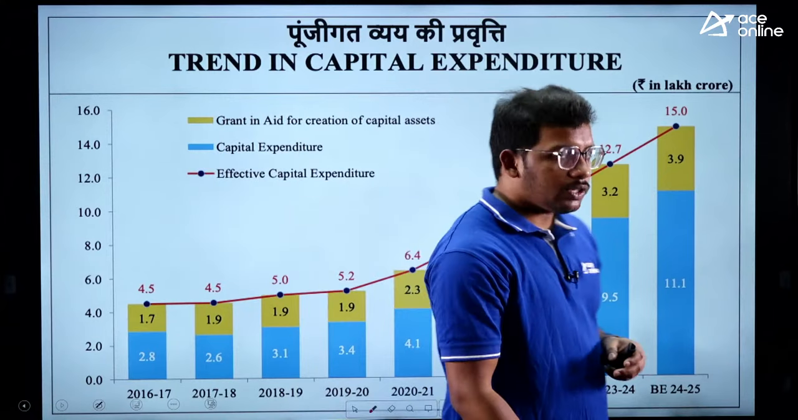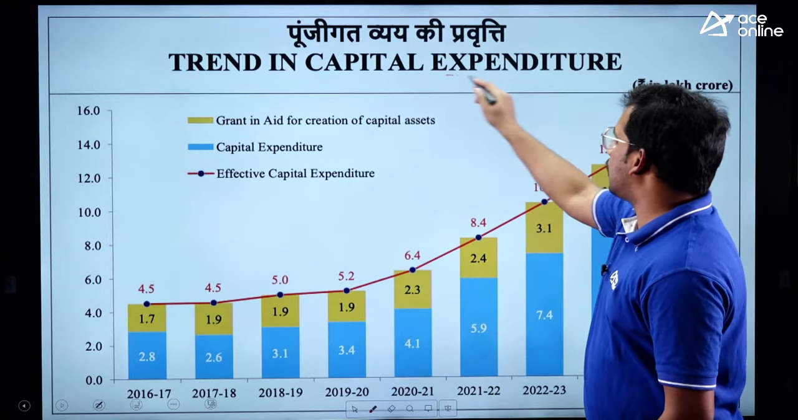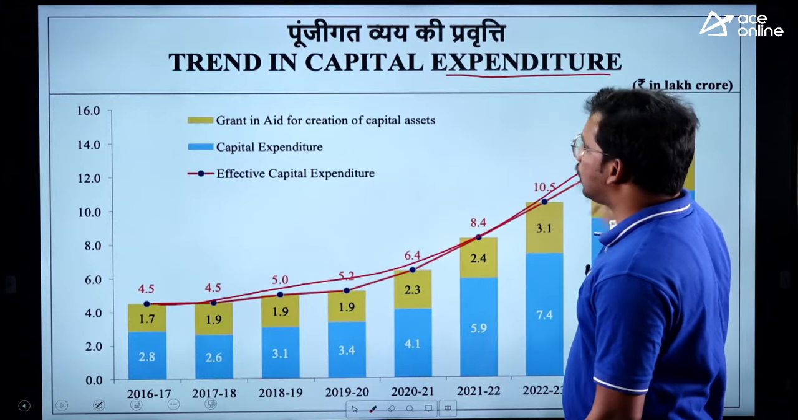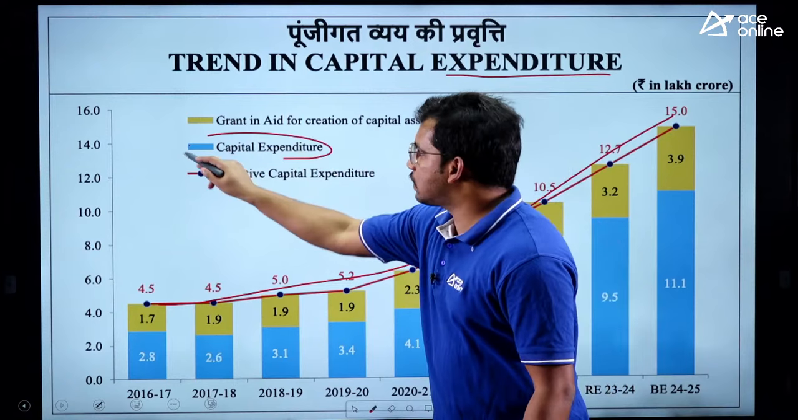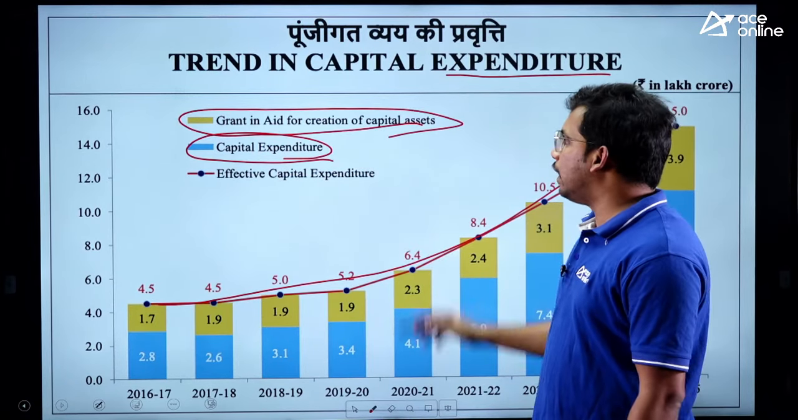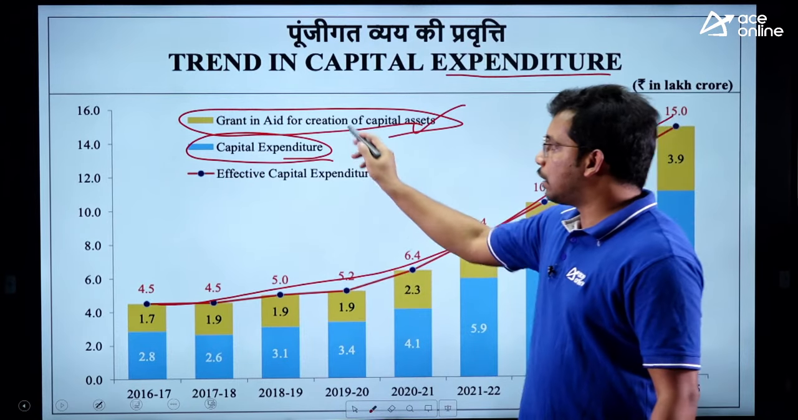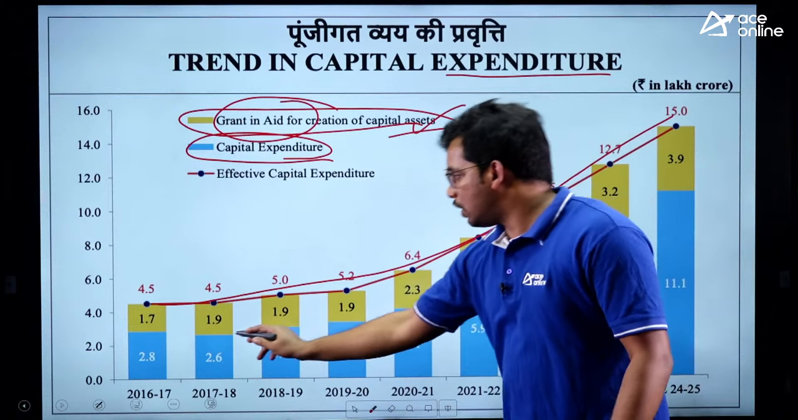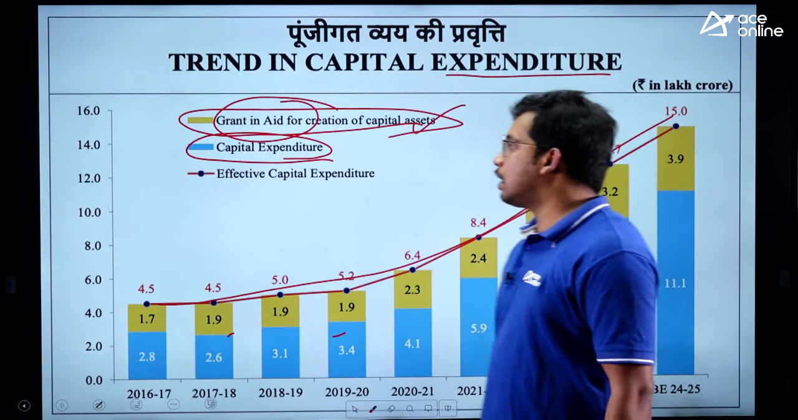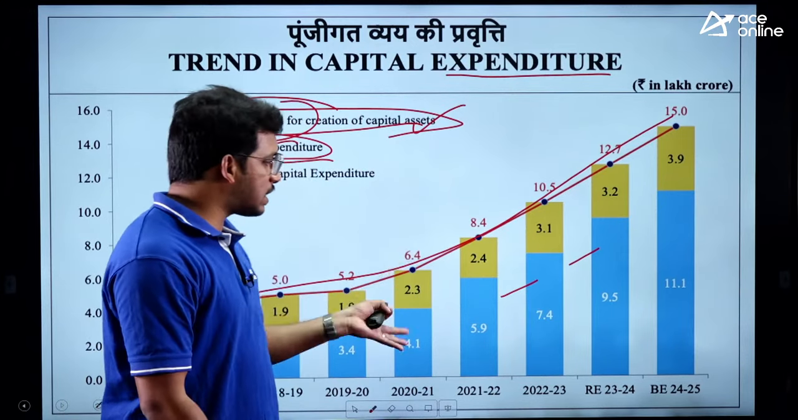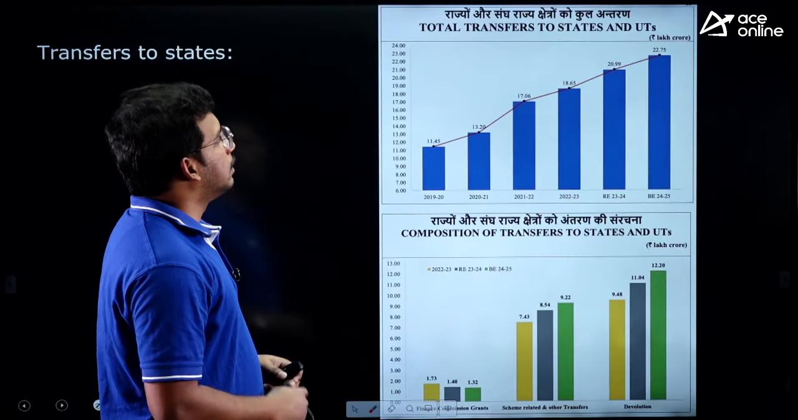Finally, trends in capital expenditure. We have seen that capital expenditure keeps growing. The blue one is capital expenditure, and the orange or yellow one is grant in aid for creation of capital assets, which means we got money from other sources like the World Bank and all. Here the blue one kept increasing. Capital expenditure is increasing, which is a good thing. So these trends you need to understand.